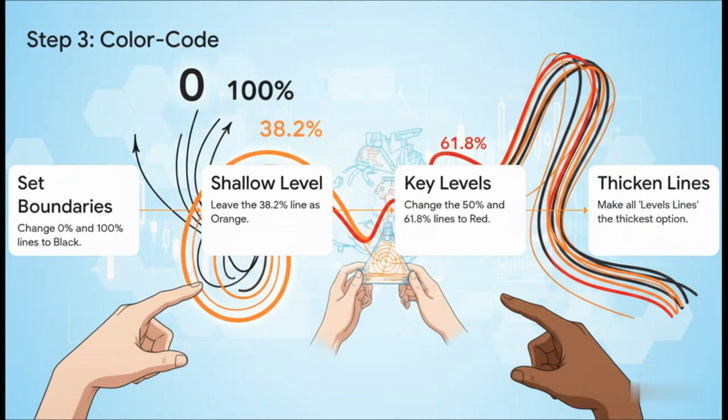Now for the most important step of all, and this is really the secret sauce. We're going to color code for importance, because not all these levels are created equal. So make your boundaries, your 0 and 100 lines, make those black. Just leave the 38.2% orange, that's fine for a shallow pullback. But here it is, the 50 and the 61.8% levels. You're going to change both of those to a bold red. This is like a trigger for your brain. When price gets into this red zone, it visually screams, pay attention. Oh, and make all the lines as thick as they can go. We want these levels to just jump right off the screen at you.